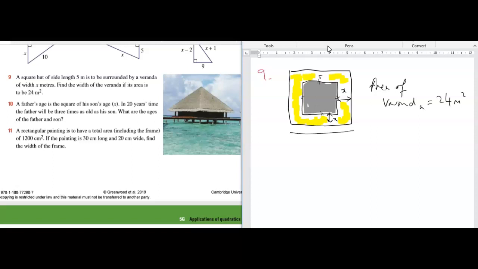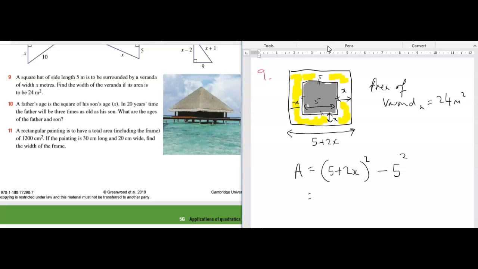So we need to work out the length of this. Now, I know that the hut is 5, and this side here is x, and this side here is x. So this whole length is going to be 5 plus 2x. So the area of your veranda on the outside is going to be (5 + 2x) squared, okay, because it's a square. Now we're going to subtract the area of the hut, which is 5 squared.